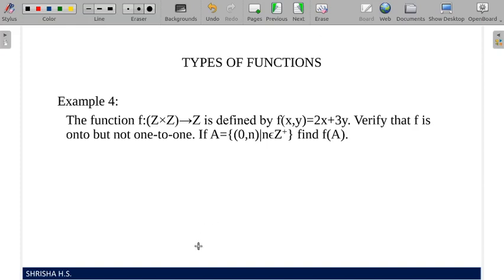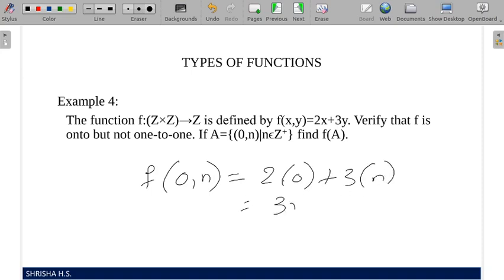If A equal to (0, n), where n is a positive integer, what will happen to that? What is the range of f of A? So they are asking that one. So let's say the first one, f of (0, n), what will it become? So 2 multiplied by 0 and 3 multiplied by n. Okay, so it will be 3n. So f of A we can write like this. f of A equal to, it consists of 3n. Okay, so it contains 3n.